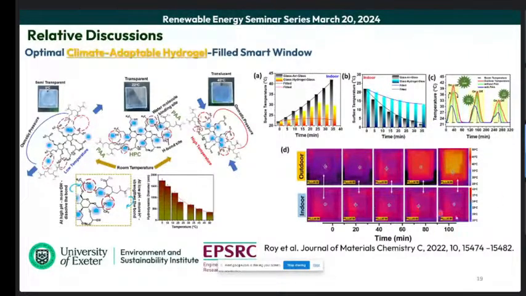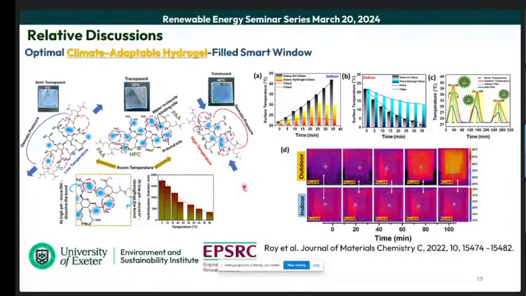And you can see if the outdoor temperature is constantly increasing up to 50, your room temperature still remains at 22. So there is a 20 degree temperature difference, and this indicates that if we use this type of smart hydrogel system, we don't need to turn on an AC or heater, whatever the outside weather. We can eliminate dependency on electrical appliances, and that's the way you can generate energy-positive buildings.